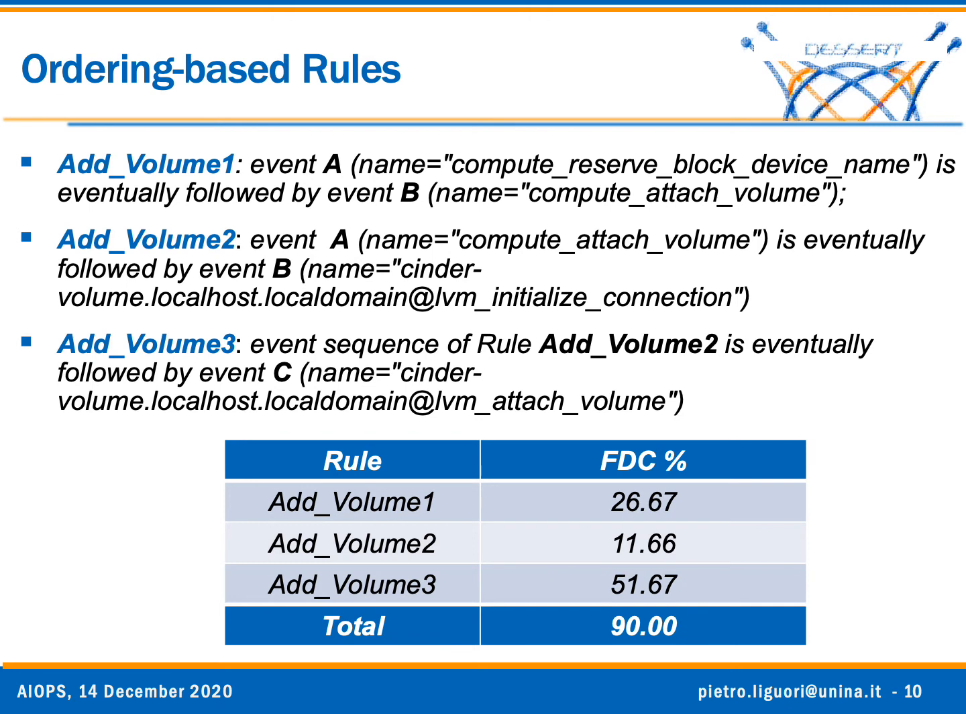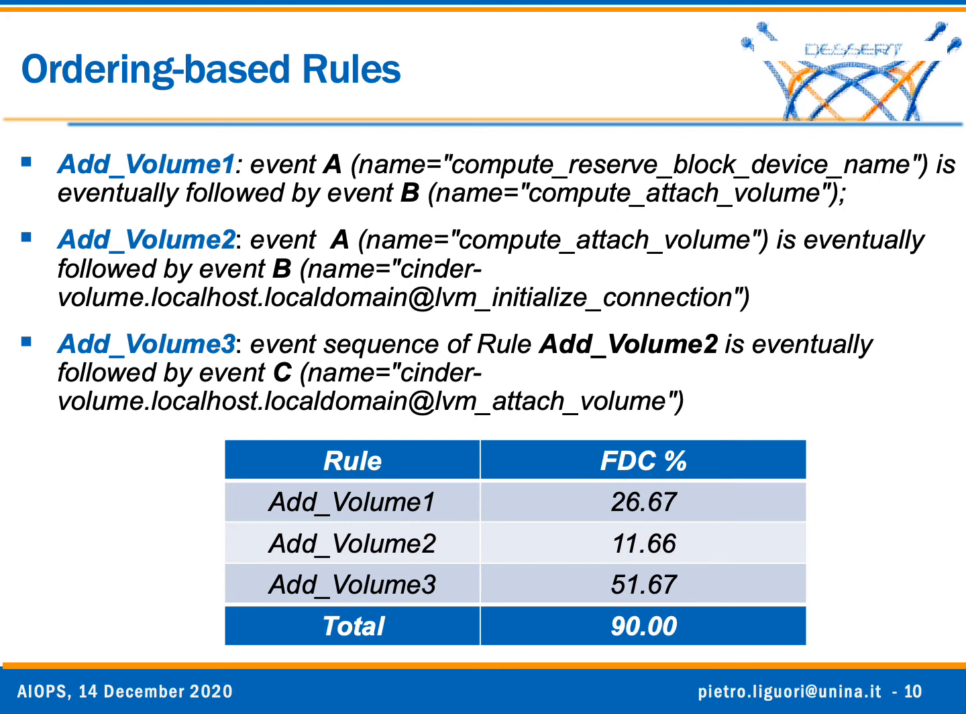We defined happened-before relations between the events for the operations related to the volumes and instances. In particular, we derived 3 different rules for the attach volume operation. The rule number 1 states that the event compute reserve block device name is eventually followed by the event compute attach volume. The evaluation is performed in terms of failure detection coverage, defined as the number of experiments identified as failed over the total number of experiments that experienced a failure.